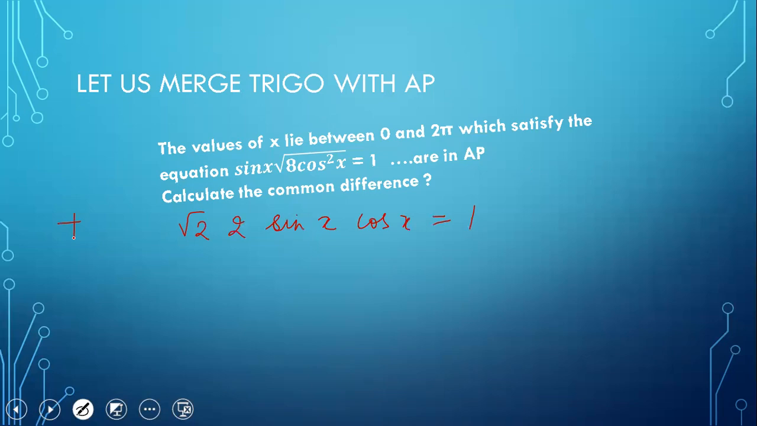Here basically my sine 2x would be 1 by root 2. So you have to consider where all my sine would be positive. So you would get pi by 4, 3 pi by 4, so the respective value for x would be pi by 8. If you want, I can erase it and write it neatly. I am not a very neat mathematician, but still.